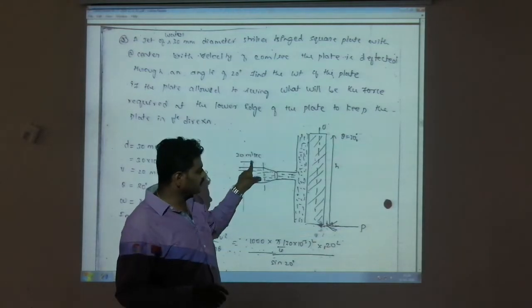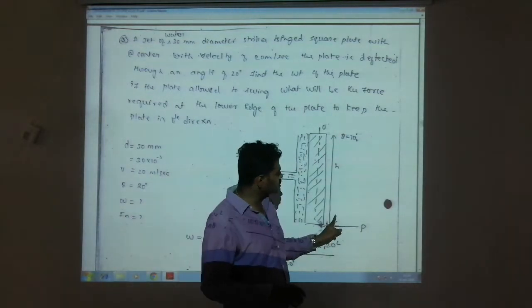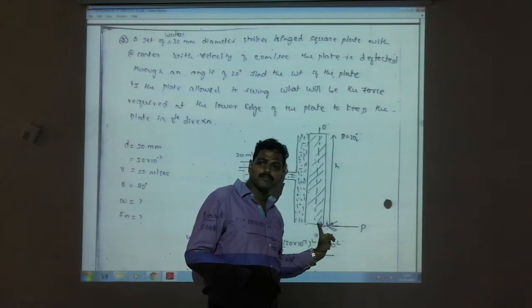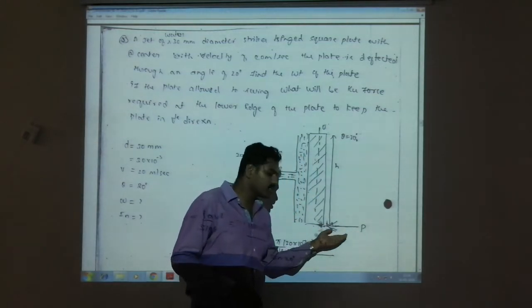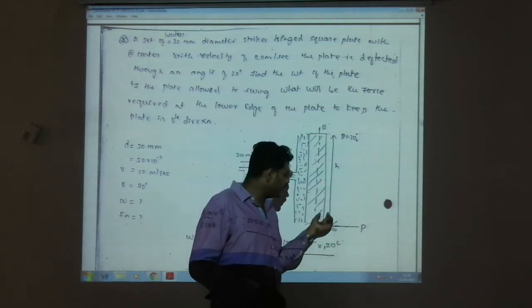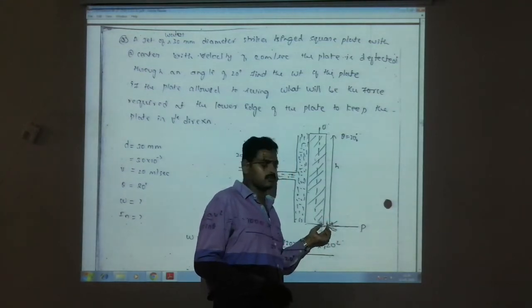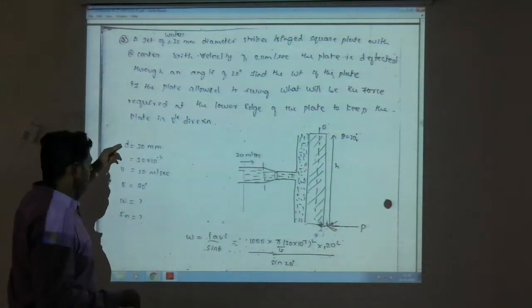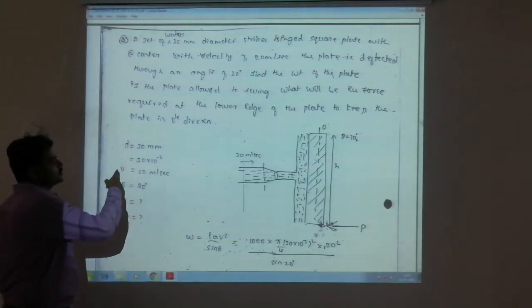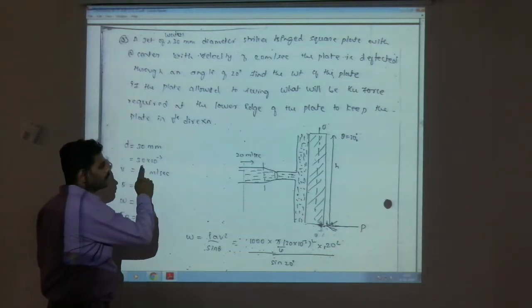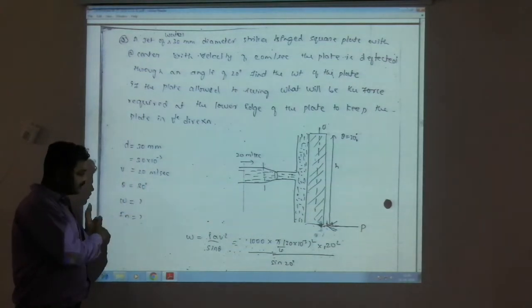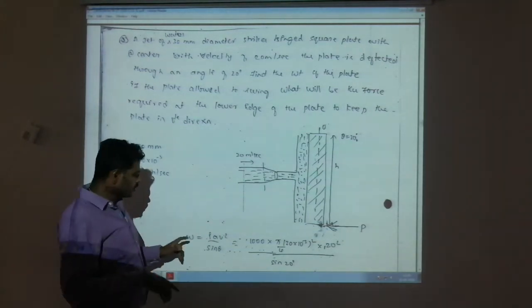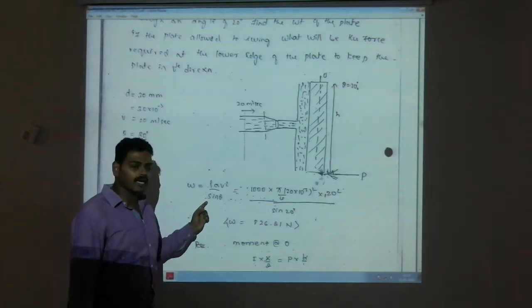Here the velocity is given as 20 meter per second and the total height is h. So we should find the weight of the plate, and we should find P, the force required at the bottom end of the plate to maintain a vertical direction. So note down the given data. The diameter is given in millimeters, but you should keep it in meters: 30 mm, that is 0.03 m. Velocity and theta are given; W and Fn should be calculated. So W is rho a v square by sin theta.